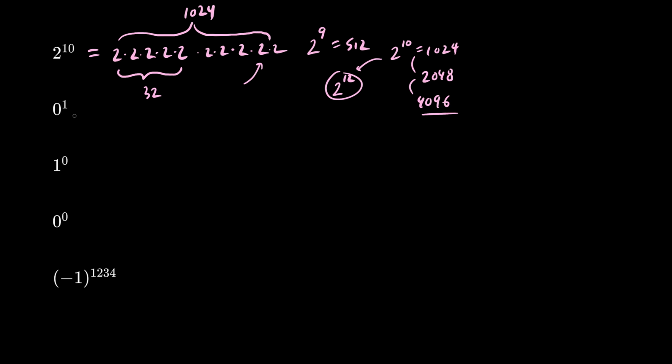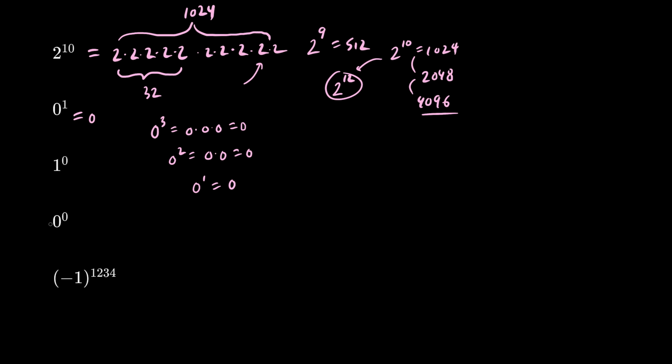What is 0 to the 1? The answer is 0. 0 to the anything is 0. So if we say 0 cubed, we have 0 times 0 times 0, which is 0. 0 squared would be 0 times 0, which is 0. And so we believe that 0 to the 1 is 0.